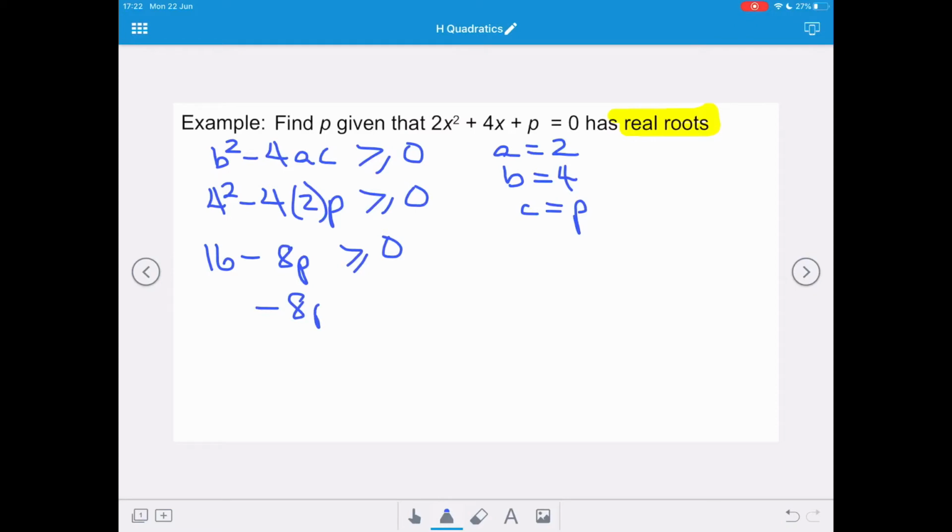And then rearranging, we're going to get negative 8p is greater than or equal to negative 16. Now we need to remember our rules of dividing by a negative term with an inequality. We're going to flip the sign. So if we divide by negative 8, we're going to end up with p is less than or equal to positive 2.